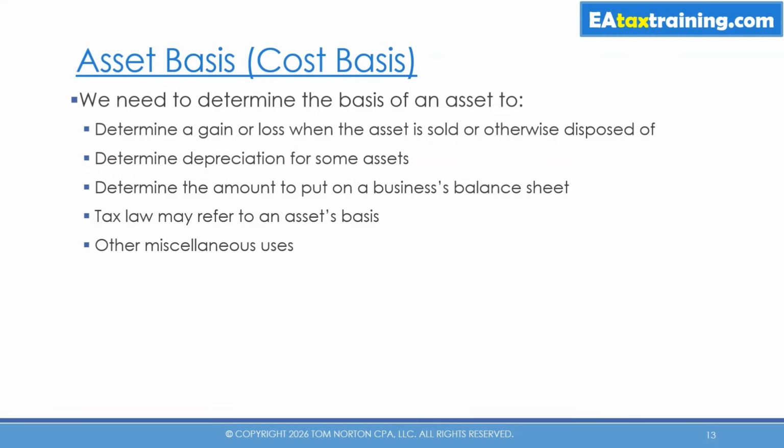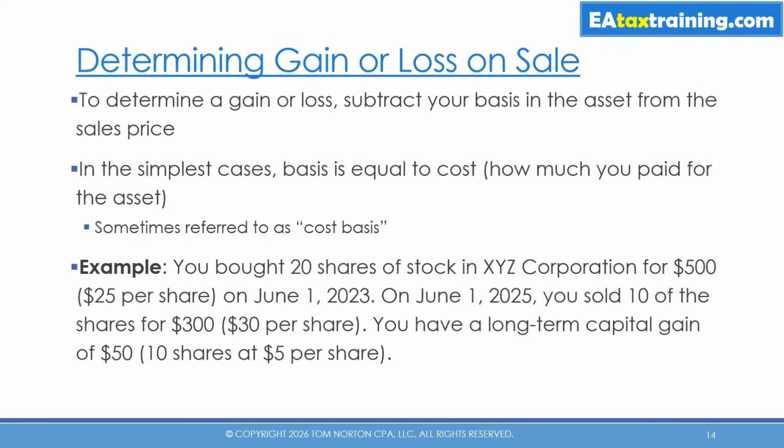When we talk about the basis, the easiest way to think about it is the amount you have invested in that particular asset. So if you buy a treadmill, for example, for $1,000 and you pay $70 in sales tax, your basis in that treadmill is $1,070.